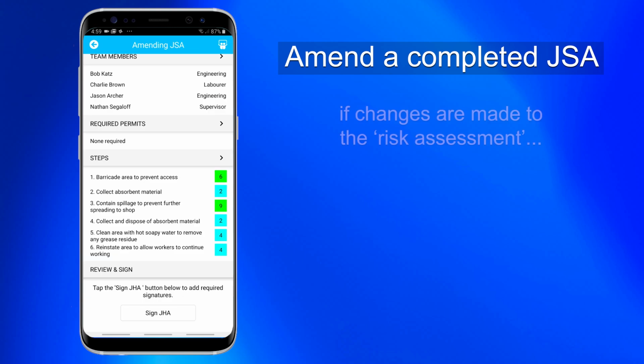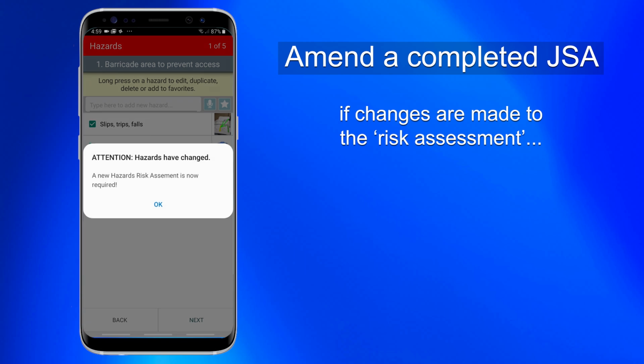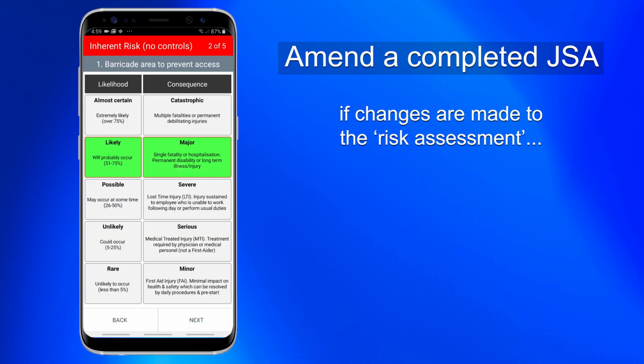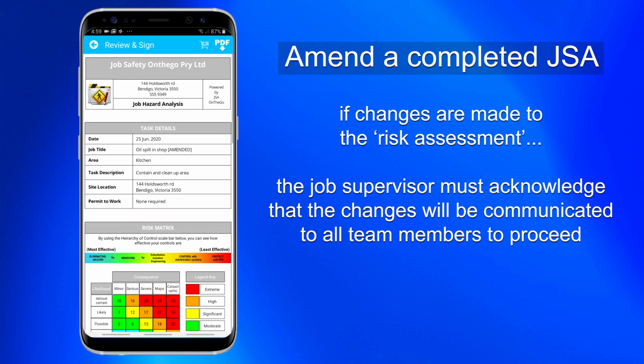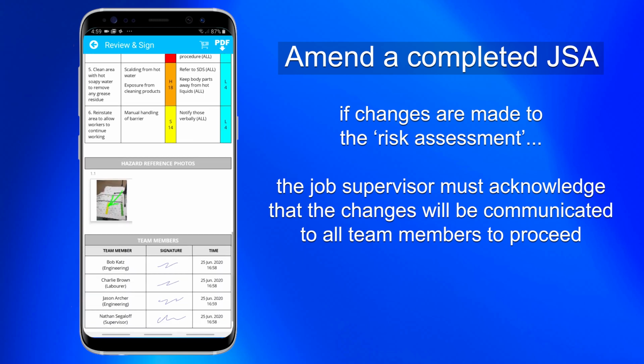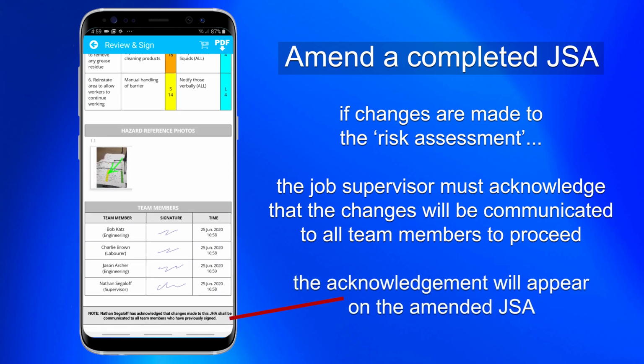Now I should mention, if you change the risk assessment at all, you will get a message alerting you that the risk assessment has been modified, and as a supervisor you will have to acknowledge this to continue. Your acknowledgement will also appear on the JSA form.